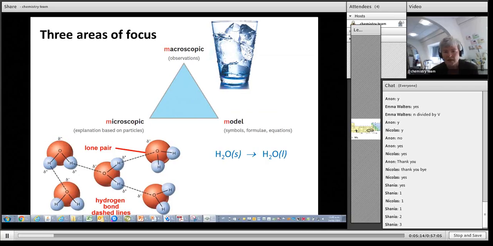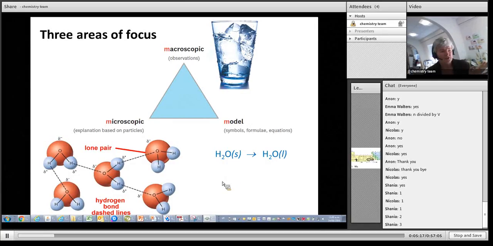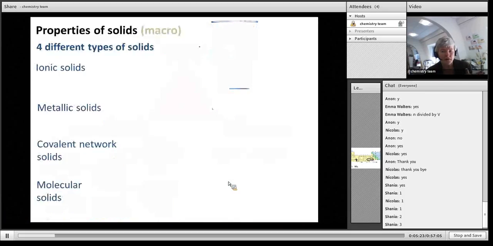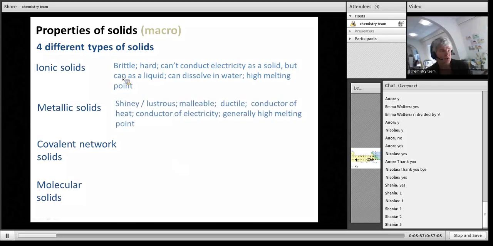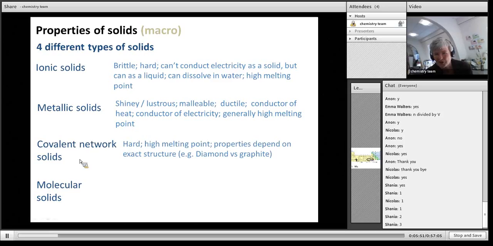Okay, so what we want to focus on now is the molecular solids, but let's just quickly go over the solids we've done. You've got to know these off by heart: ionic, metallic, covalent, and molecular. These are the macro properties. Ionic solids are brittle and hard and so on, and you must be able to explain all of those properties. Metallic solids are shiny, lustrous, malleable, ductile, and so on. Covalent network solids, pretty much the only property that goes across all of them is that they have a high melting point.